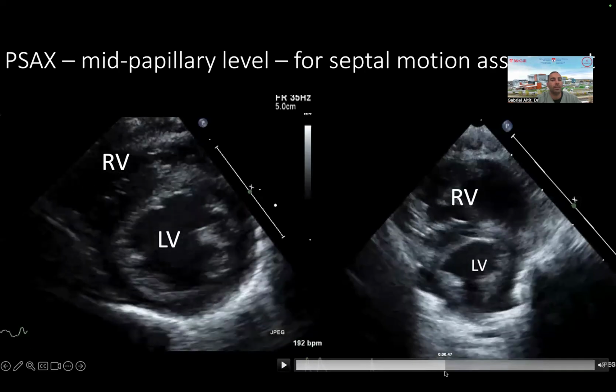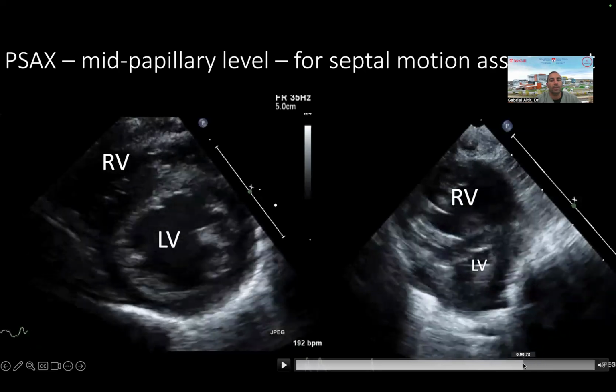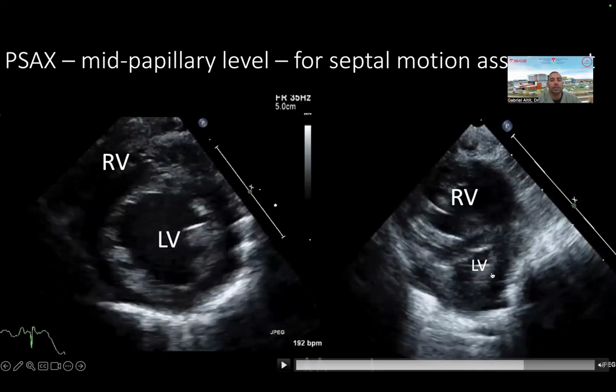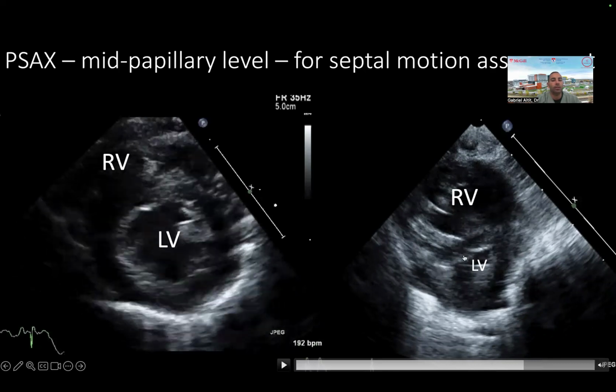So this is in diastole, looks nicely circular. And then in systole, it falls on itself. You see, it looks like a D. And look at the RV, how big it looks compared to the left ventricle.